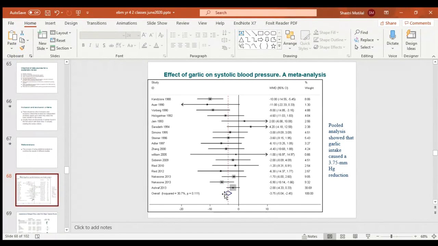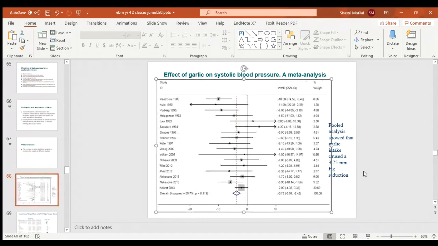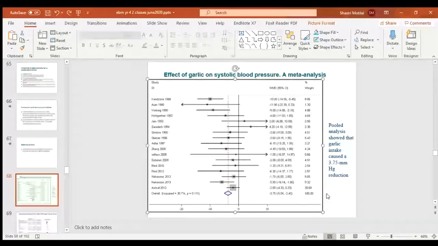The meta-analysis says garlic reduces blood pressure, but yesterday we highlighted that point of clinical significance. If it reduced blood pressure by a certain amount, in this case 3.75 millimeters of mercury, you have to decide now, does it make sense for me to give garlic to my patient?